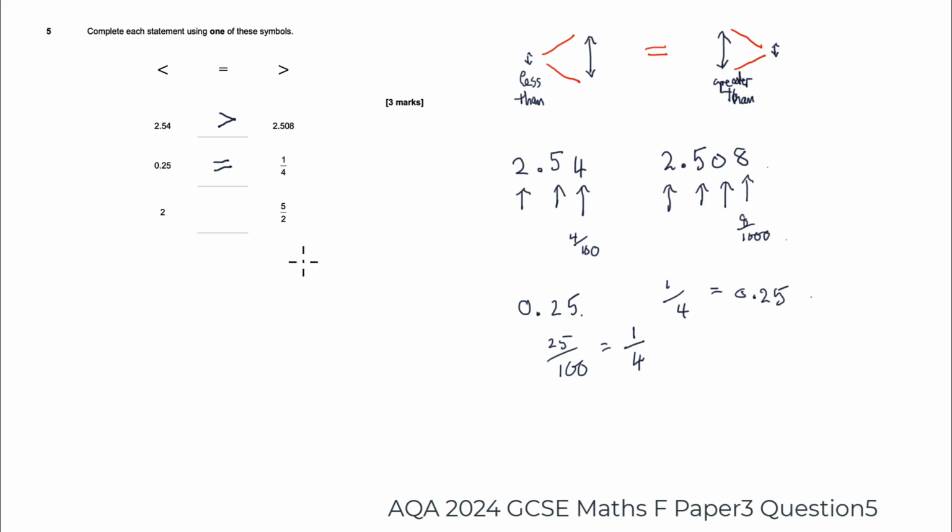Now let's go on to the last statement. Lots of ways of thinking about this. 2 compared to 5 halves. Now, 2 can be written as 4 halves. After all, 2 halves is a 1, and another 2 halves is a 1. So 4 halves would be 2. 4 halves compared to 5 halves. This one is less than this. It's got less halves than this one does. 4 halves compared to 5 halves.